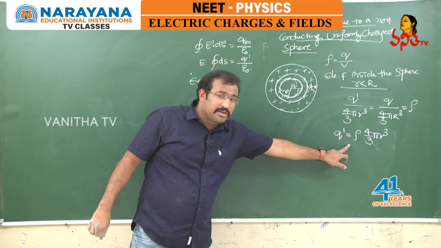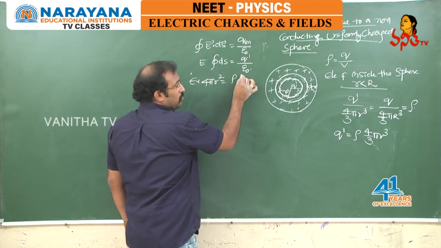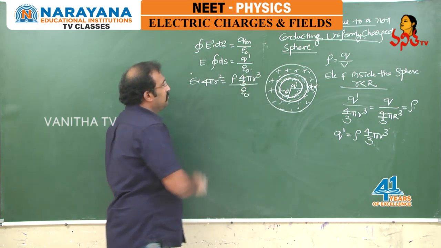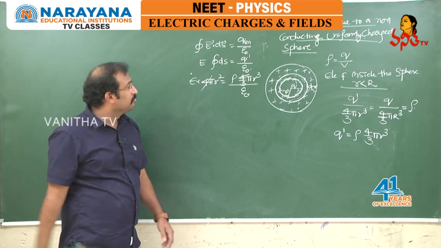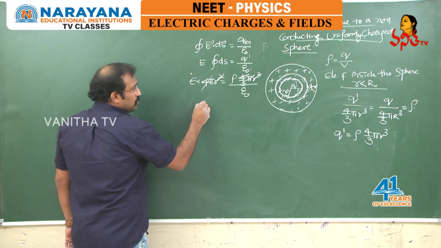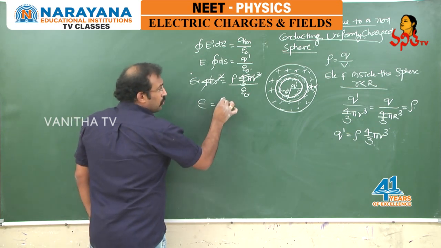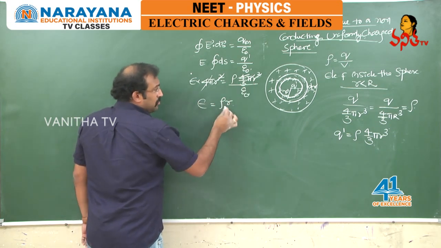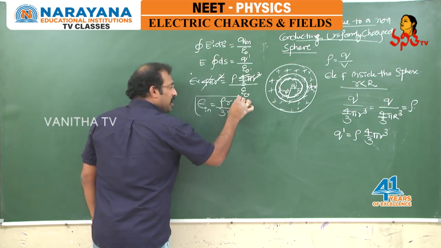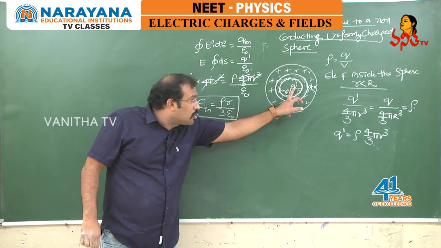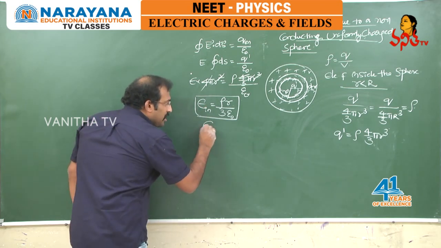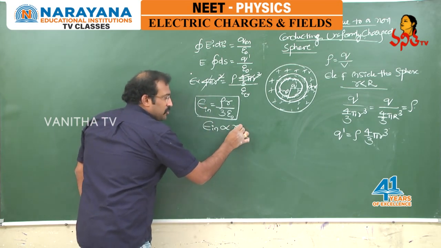What is the charge enclosed here? Rho into 4 by 3 pi r cubed by epsilon naught. The 4 pi cancels, and r squared with r cubed leaves one r. So E is equal to rho r, and the 3 comes down, by 3 epsilon naught. This is the electric field inside the solid sphere at a distance r. So this electric field inside is directly proportional to r.